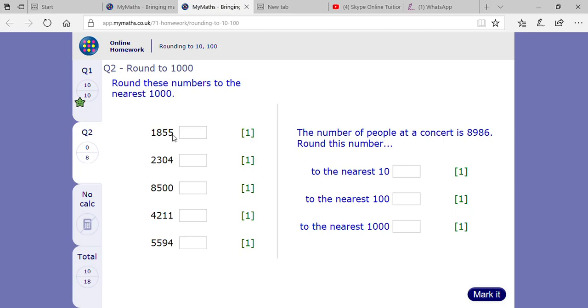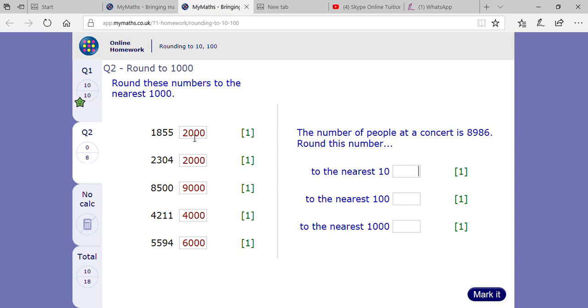Come to here. Round these numbers to the nearest 1,000. 1,000? Okay. 2,000. It'll be 2,000. Next. 2,000. Again 2,000. Third one is 9,000. Fourth one is 4,000. Then yes. Fifth one is 6,000. And then the number of people at a concert is 8986.